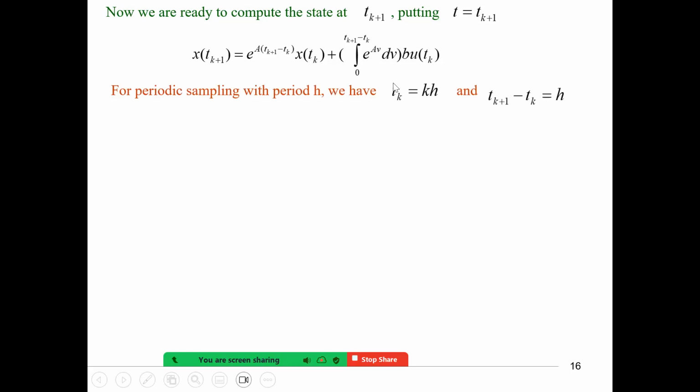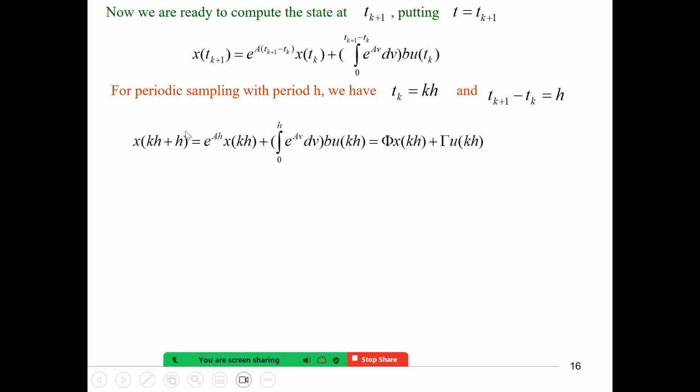Now we know it's periodic, uniform sampling, with period h. So t_k, the k-th sampling instant, is just k times h, and t_{k+1} minus t_k is h.